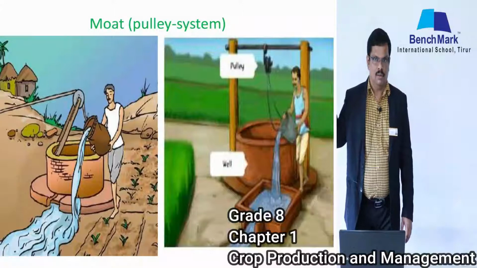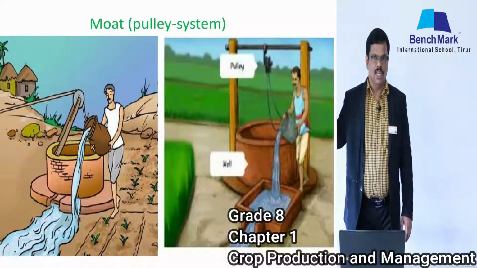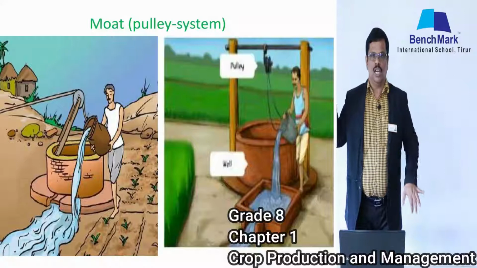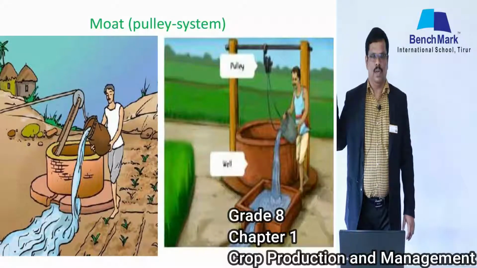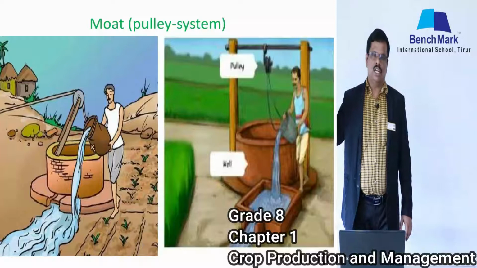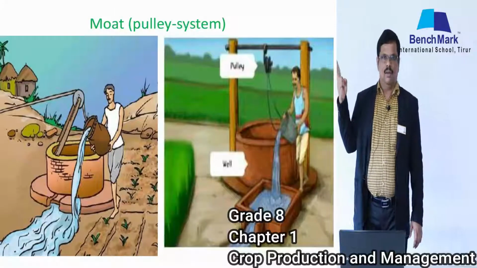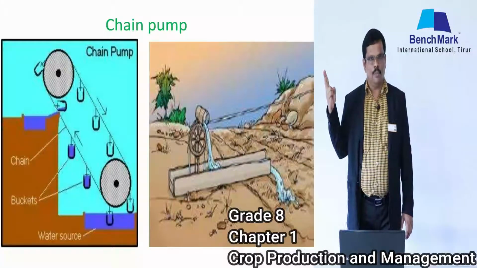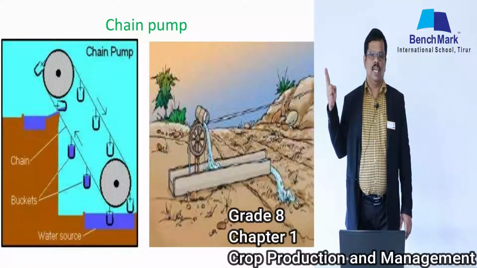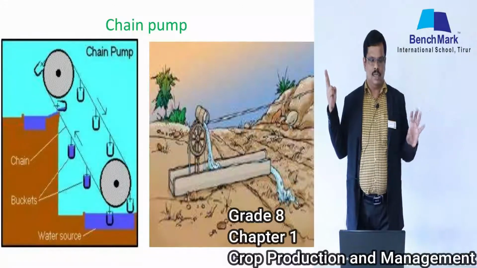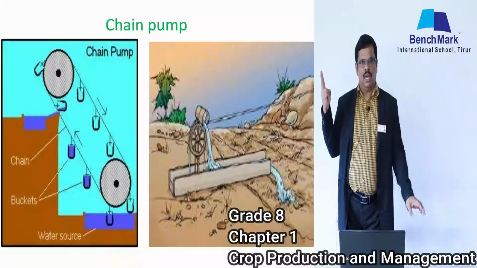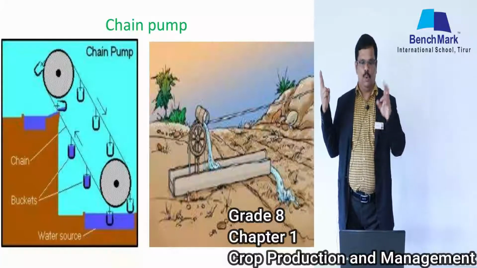Look at the diagram, children. See, a person is drawing water from the well, pouring it on the floor where he has created a bund, and through that the channels, the water is flowing. So this is one of the traditional methods. Second method, chain pump. Look at the diagram, the picture. Yes, you can see that buckets are connected to the chains and it's rotating, and through the water source it's moving, collecting, pouring, collecting, pouring.